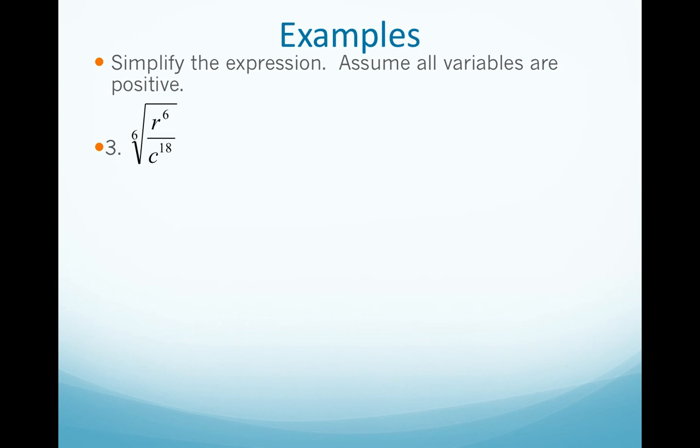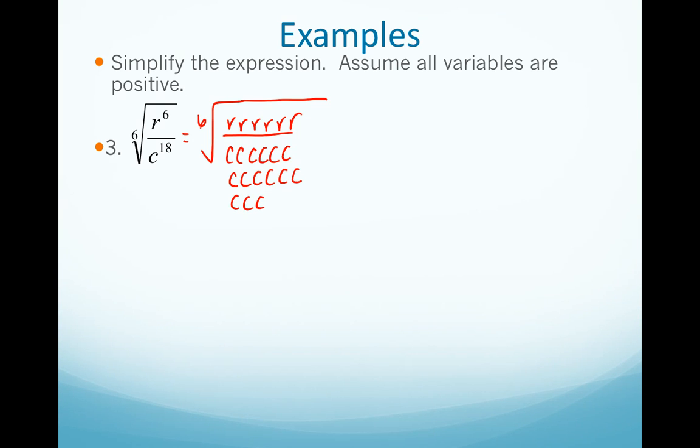So here are just a few examples, this time dealing with roots. So when you have something like the 6th root, you're looking for groups of size 6. And I'm going to show you this here, but you don't need to rewrite it this way. R to the 6th is really R times itself 6 times. C to the 18th is 18 C's. So you have a group of 6 R's, and then we have 1, 2, 3 groups of 6 C's.